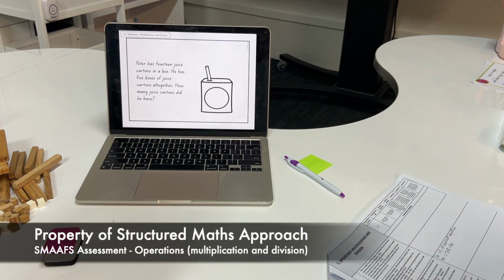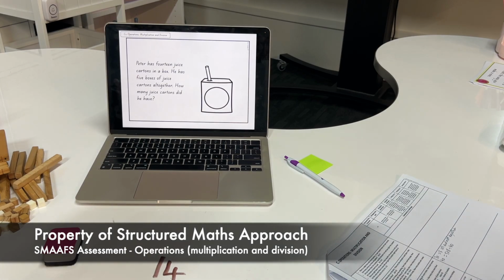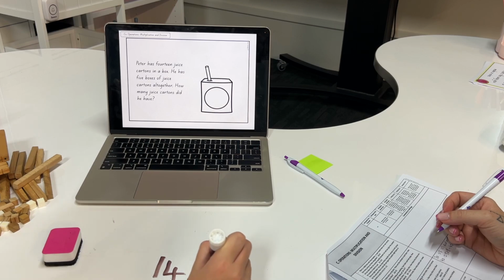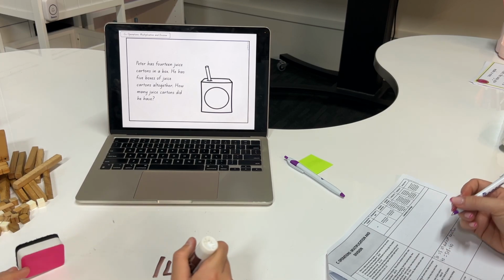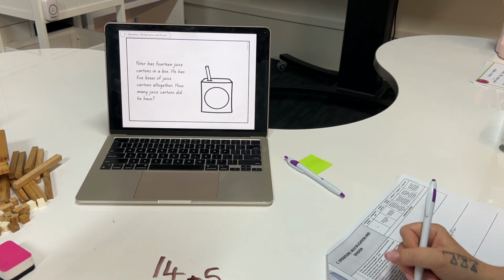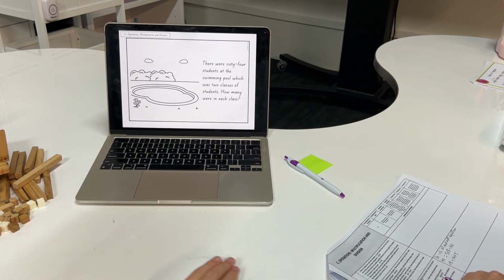This one, Peter has 14 juice cartons in a box. He has 5 boxes of juice cartons all together. How many juice cartons did he have? 19. How'd you get 19? 14 plus 5. Okay. Awesome. Next one. There were 64 students at the swimming pool, which was 2 classes of students.